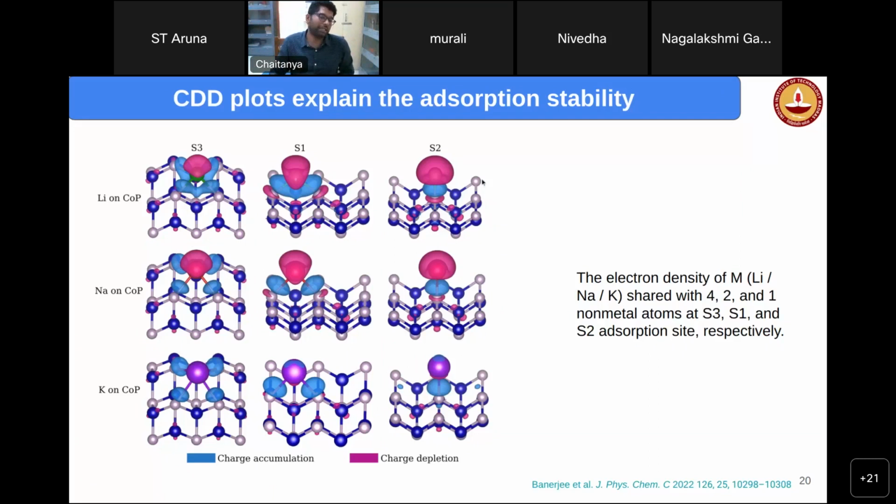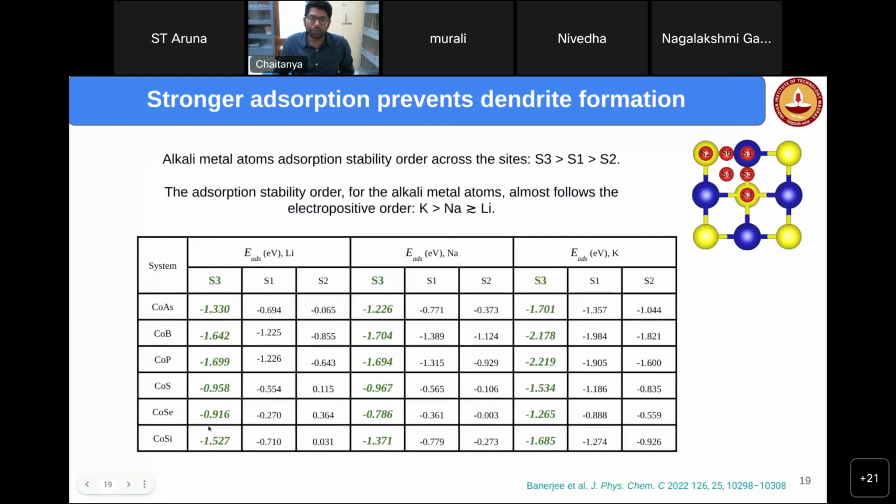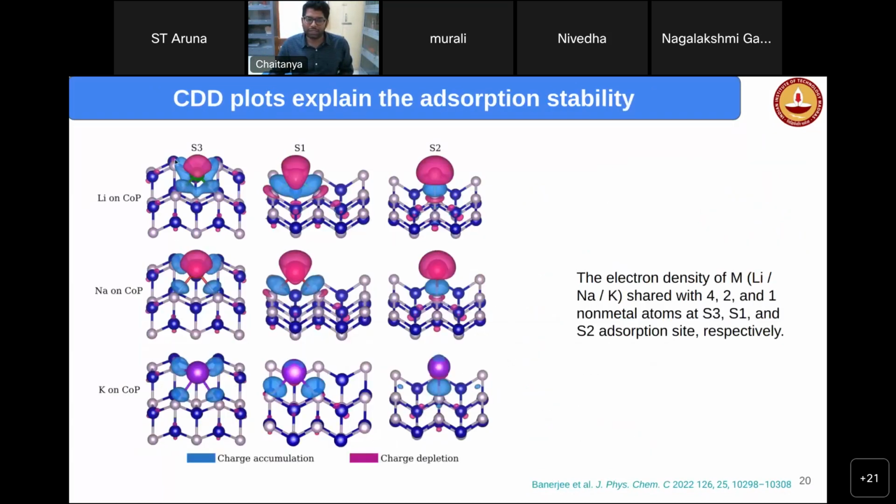Accordingly, we can clearly see that the S3 site should be the most stable site, and that is exactly what we have observed. After that should be S1, and after that should be S2, because S1 has two such anchoring points, whereas S2 has only one anchoring point. And as you can clearly see, that's what is happening, and even the results are suggesting the same. So once we understood that these materials can adsorb these systems strongly.